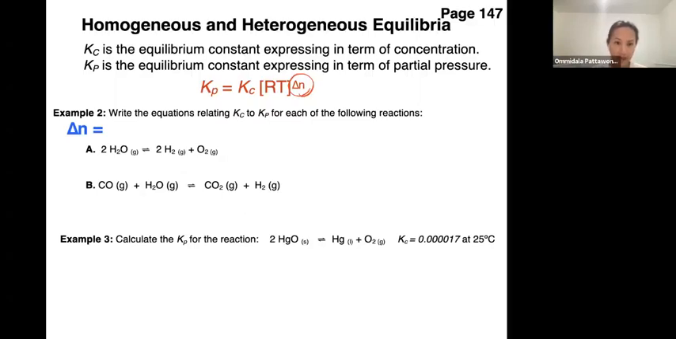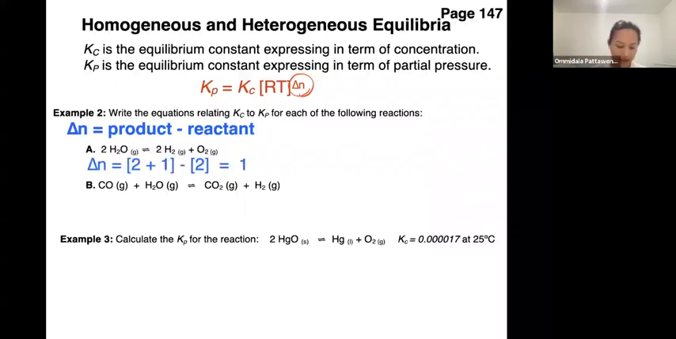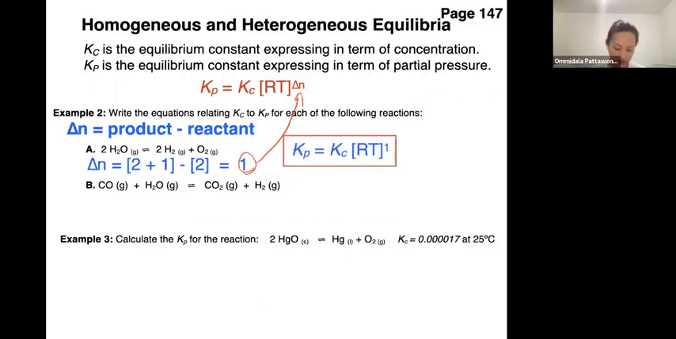Delta N for A, you are going to use product minus reactant. So in this case, delta N for A would come out equal to 1, because you add 2 and 1 together, which is 2 from the reactant, therefore you get 1. Now, if you plug the delta N into this equation right here, you are going to get that the Kp can be calculated from Kc times RT.